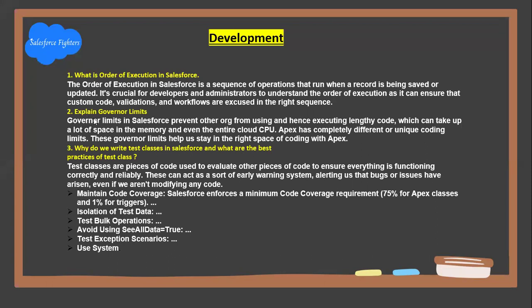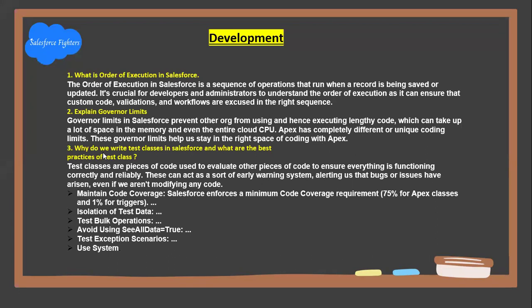Next question, explain governor limits. Governor limits prevent one org from using excessive resources by executing lengthy code, which can take up lots of memory and even the entire cloud CPU. Apex has completely different, unique coding limits. Governor limits help us stay in the right space of coding with Apex.